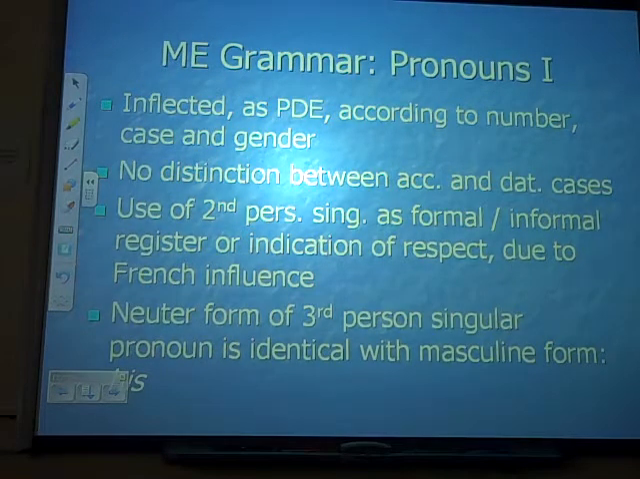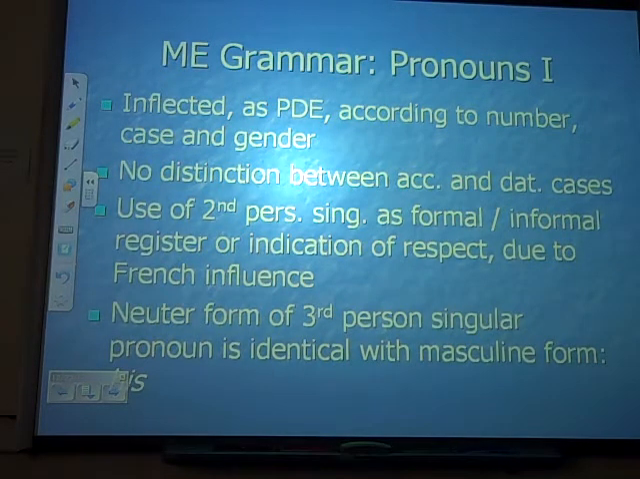Pronouns are inflected as we do now, according to number, case, and gender. There's no difference between the accusative case and dative case, which helps us sort things out. And there is the use of the second person singular as a formal, informal relation. This is quite interesting, and you find it quite a lot in Shakespeare as well.